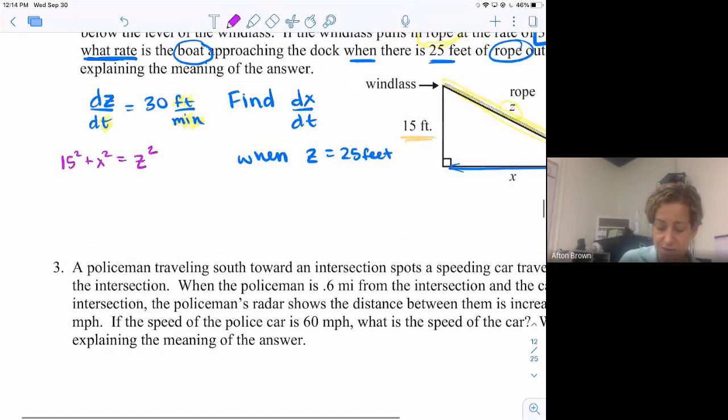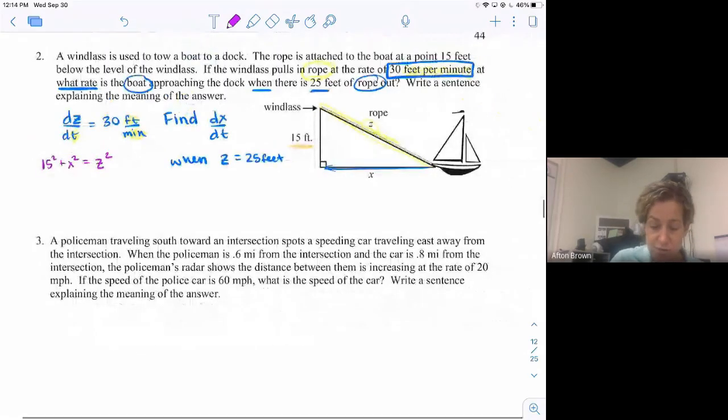If we take the derivative, now again, let me emphasize, notice 15 is okay for me to label as a number because it doesn't change. I know z equals 25, but I don't want to plug 25 in right now because that's a changing distance.